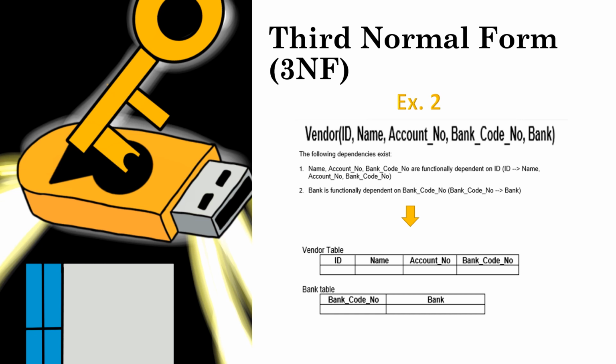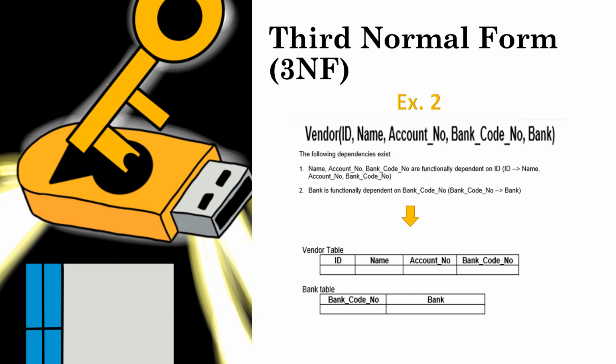And then we also have the bank, which is functionally dependent on the bank code number. So the attribute ID is the identification key. All attributes are single valued, which is in the first normal form. So the table is also in the second normal form. So the following dependency exists.